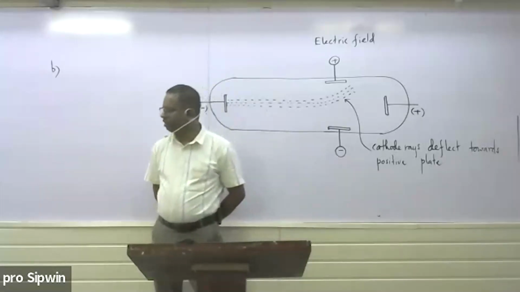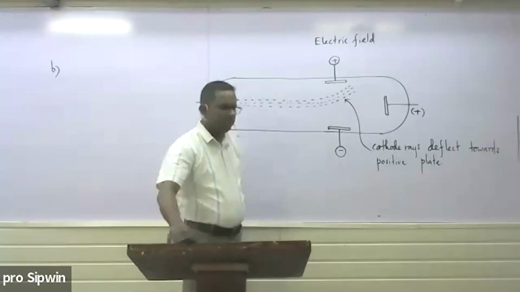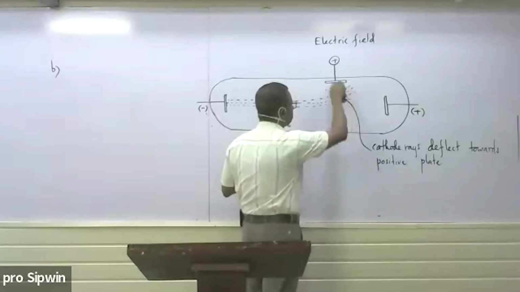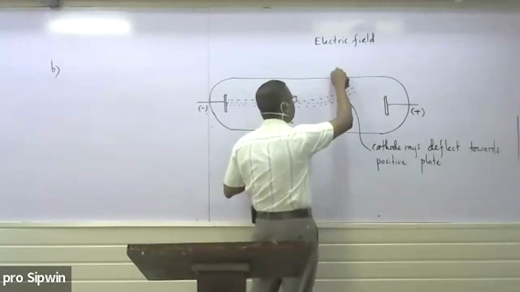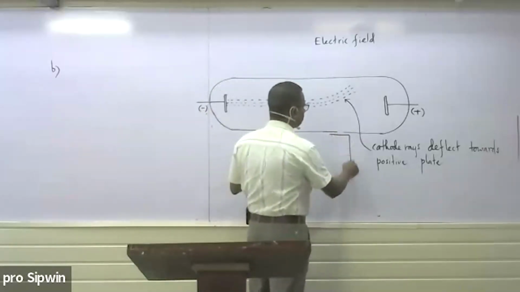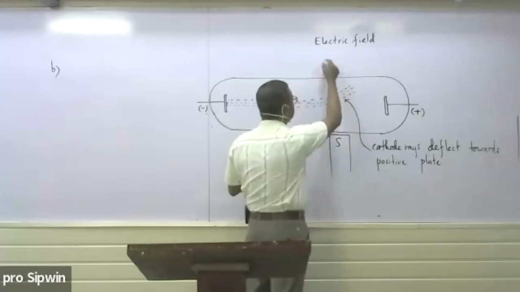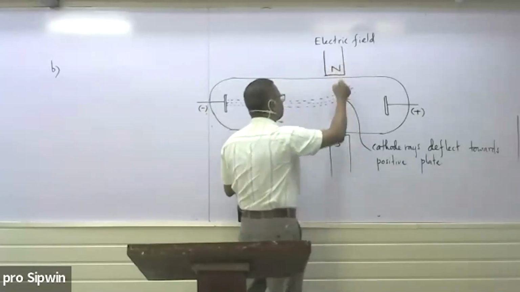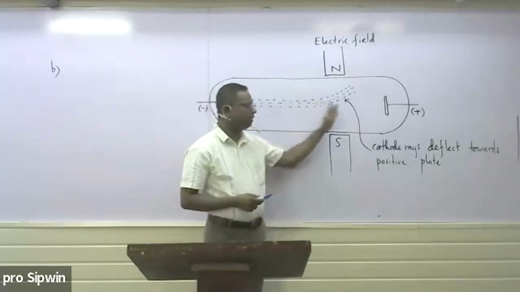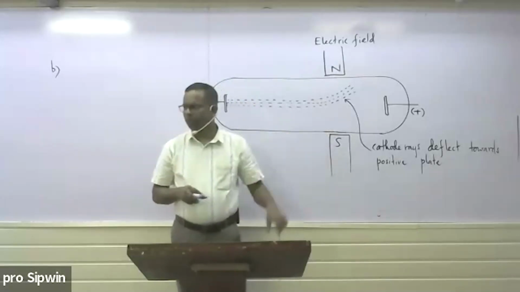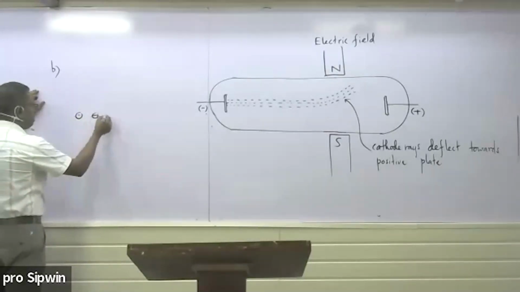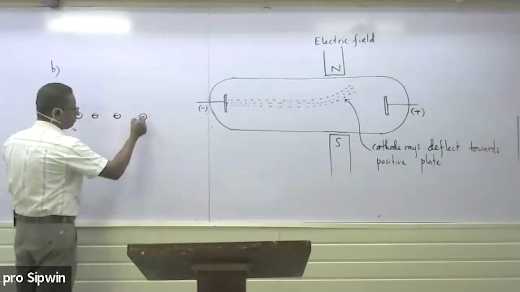Okay, look. Instead of this electric field, you have a magnetic field. To confirm that, you use that also. We apply a magnetic field here. When I apply a magnetic field here, what happened? Cathode rays, now we know they are negative particles, negative particles moving in a certain direction.